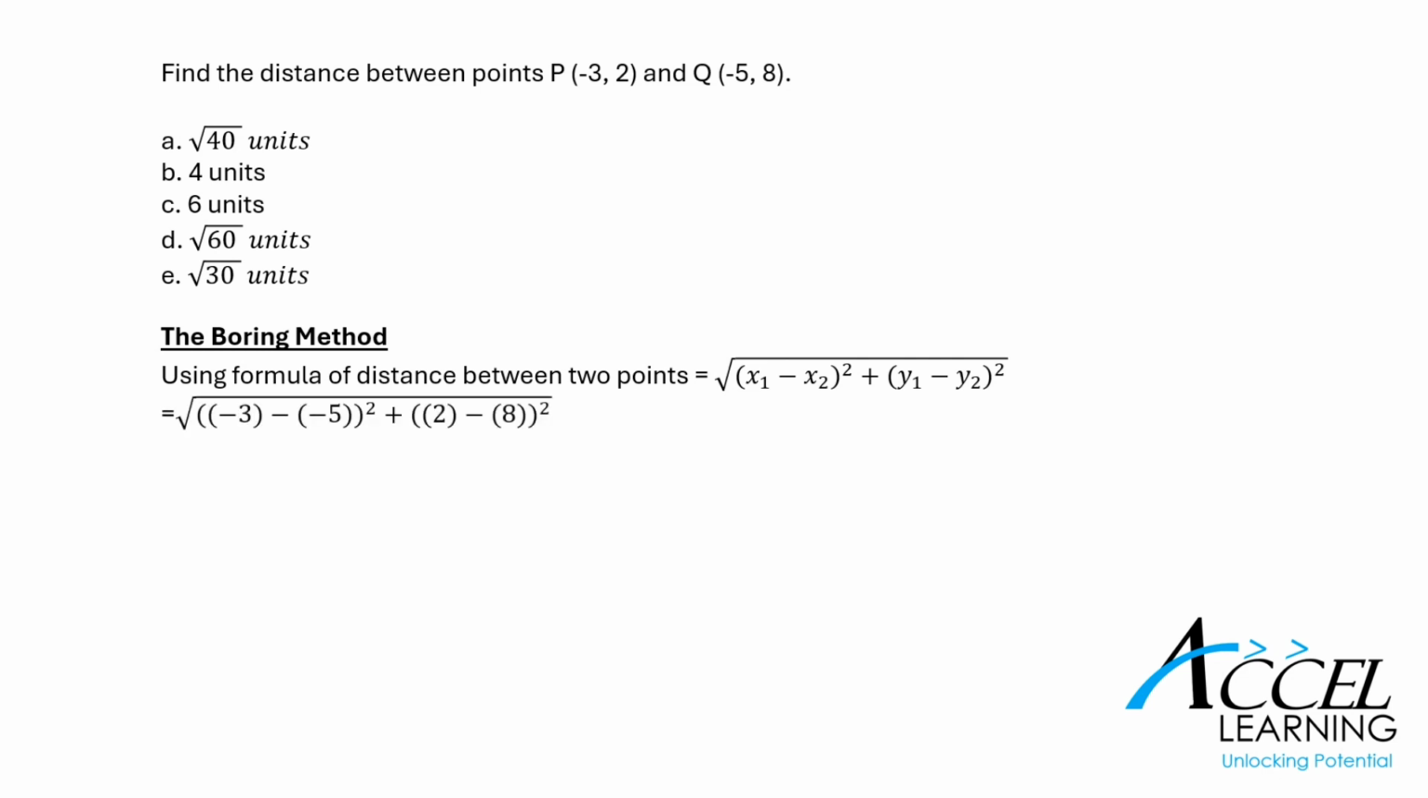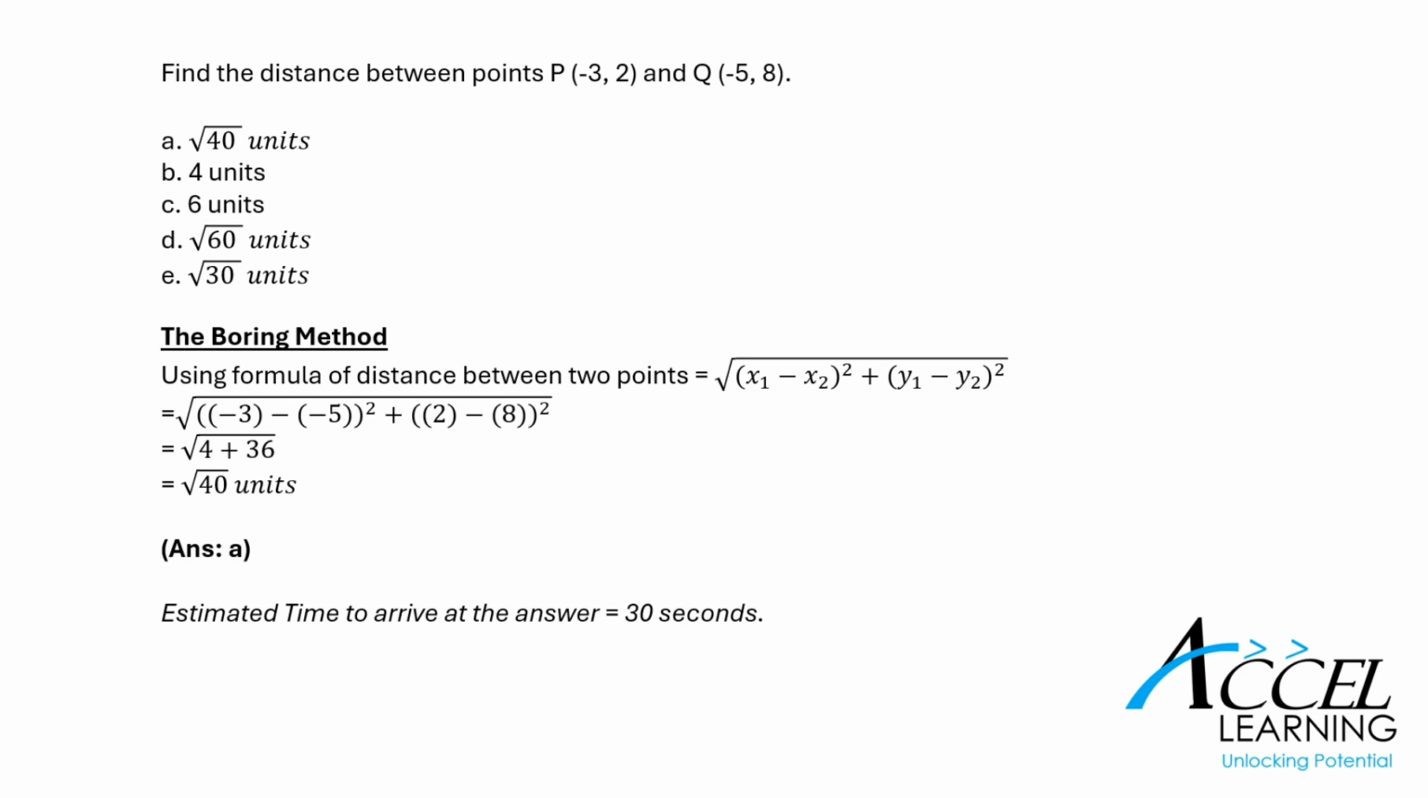So, the standard method, using the formula of distance between 2 points: root of (x1 minus x2) raised to 2 plus (y1 minus y2) raised to 2, equals root of (-3 minus -5) raised to 2 plus (2 minus 8) raised to 2. Equals root of 4 plus 36 equals root of 40 units. And the answer is letter A. And the estimated time to arrive at the answer is 30 seconds.